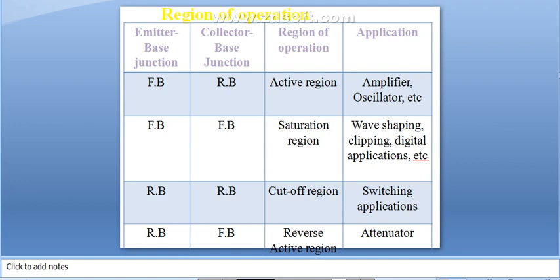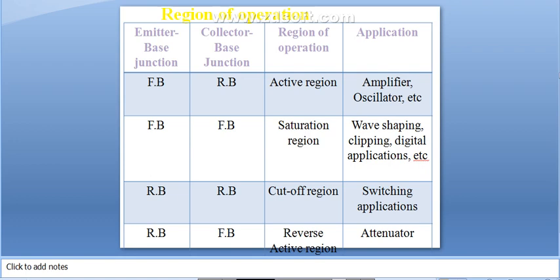The transistor can be operated in different regions. See here, the emitter base junction and the collector base junction. If the emitter base junction is forward biased and the collector base junction is reverse biased, then the transistor is operated in the active region.